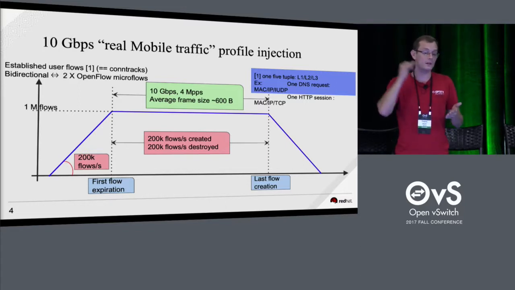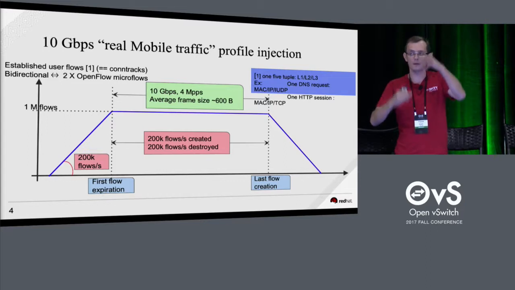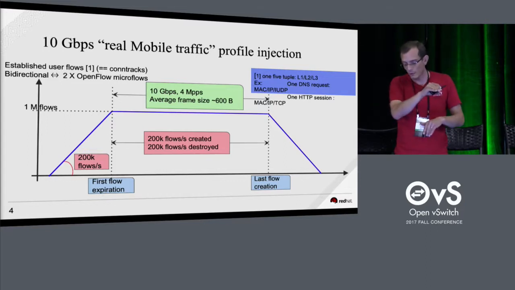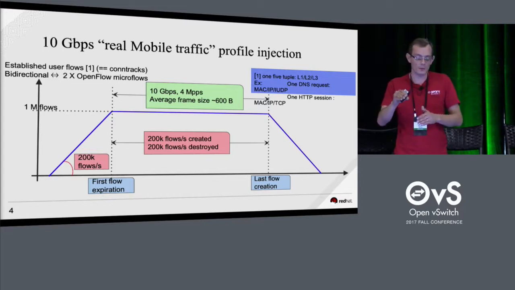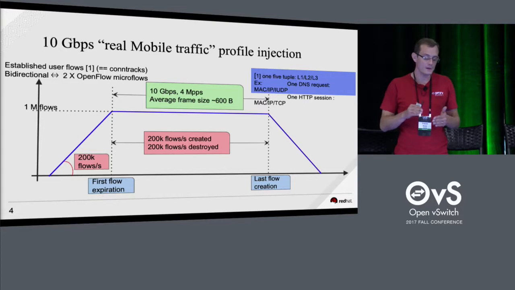After 5 seconds, you hit 1 million. The first flows expire, and you destroy as many flows as you create, so your number of flows is steady. At some point, you stop creating flows, and you tear down the flows. So this is the kind of traffic profile that you will have if you use a traffic generator.